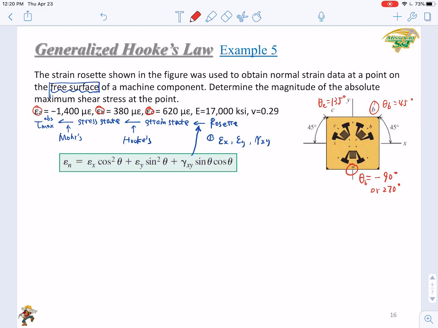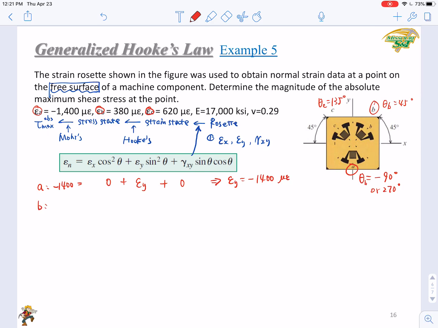Okay. So at point A, the reading is negative 1,400, and epsilon x times cosine negative 90, so it will be 0. Okay, so here you actually just get 0. Right. Then plus epsilon y times 1, right? Then plus another 0. So from here you can directly get that epsilon y equals negative 1,400 microstrain.